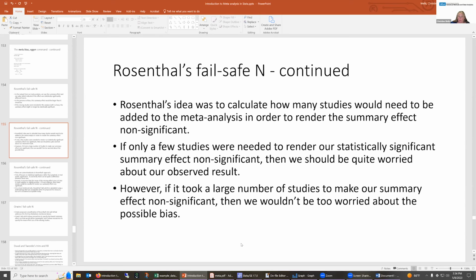Something's terribly wrong. However, if I have to add a lot of studies to make the summary effect non-significant, now I'm not so worried about the possible bias because it seems unlikely that I missed a lot of studies. I might have missed a few, but I didn't miss a lot of them. So that's the idea here. How many do you have to add to move your estimated effect back towards 0?